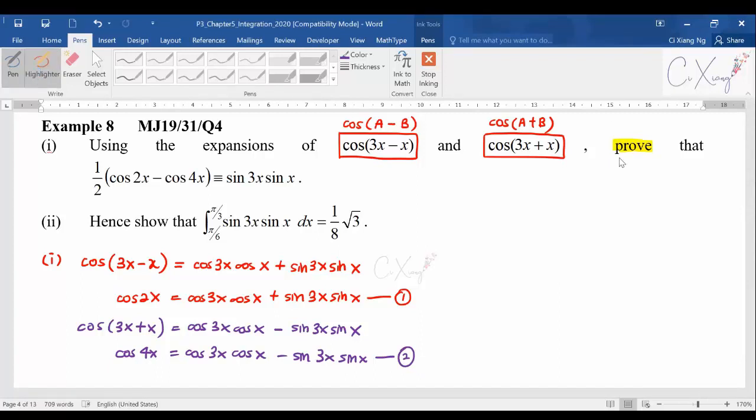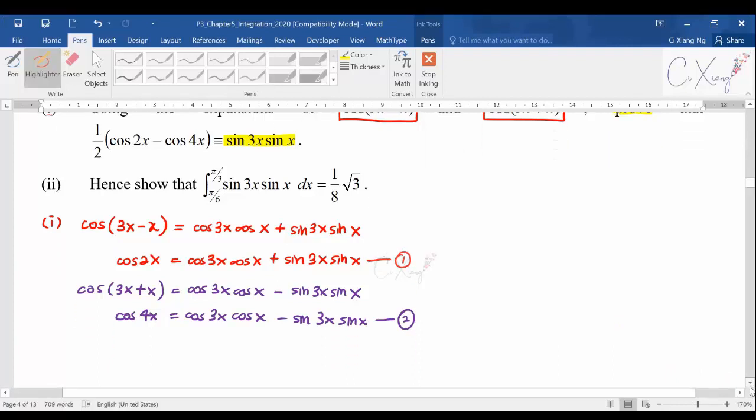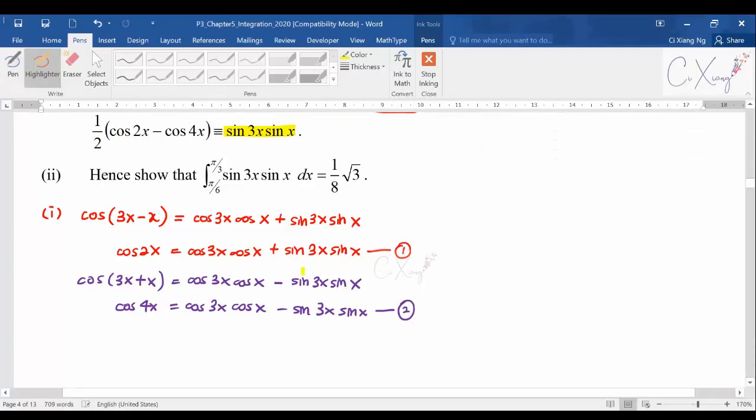What do they want you to prove? Prove that you can get sin 3x sin x equals this part on the left hand side. So how can I isolate sin 3x sin x? What I need to do now is take equation number 1 minus equation number 2.